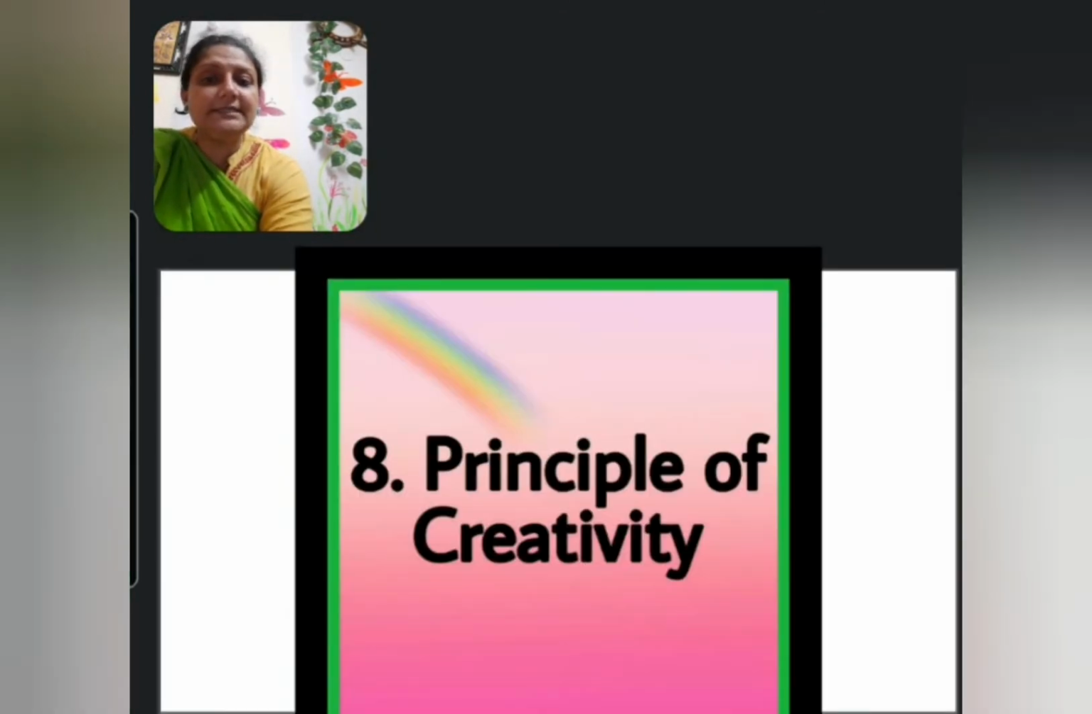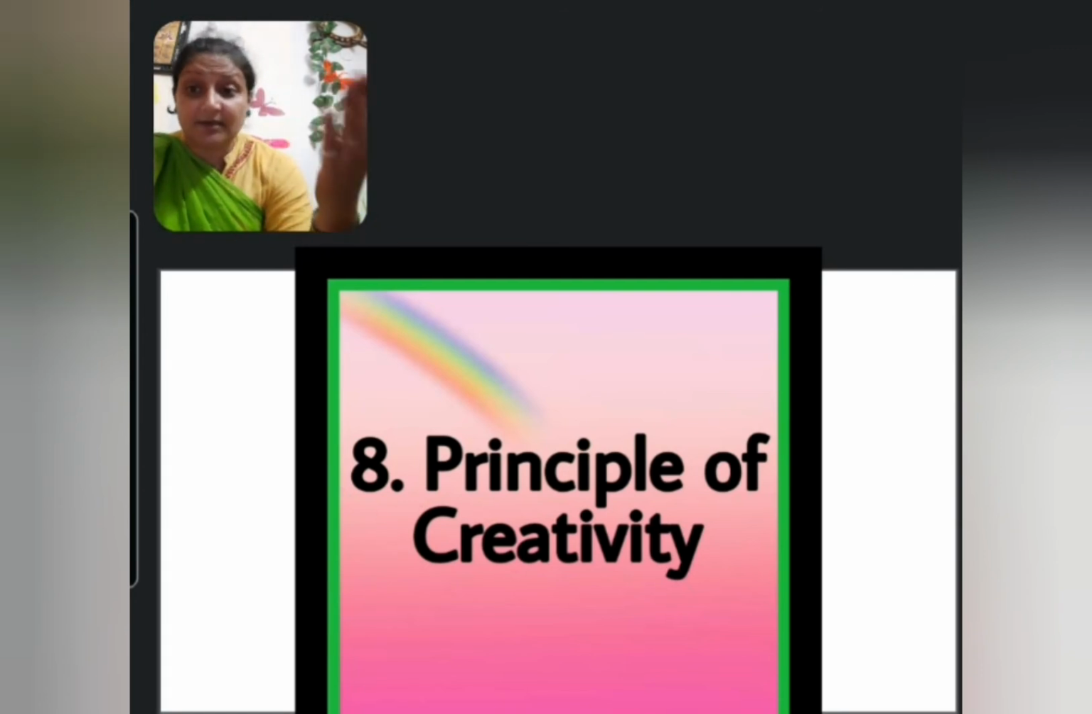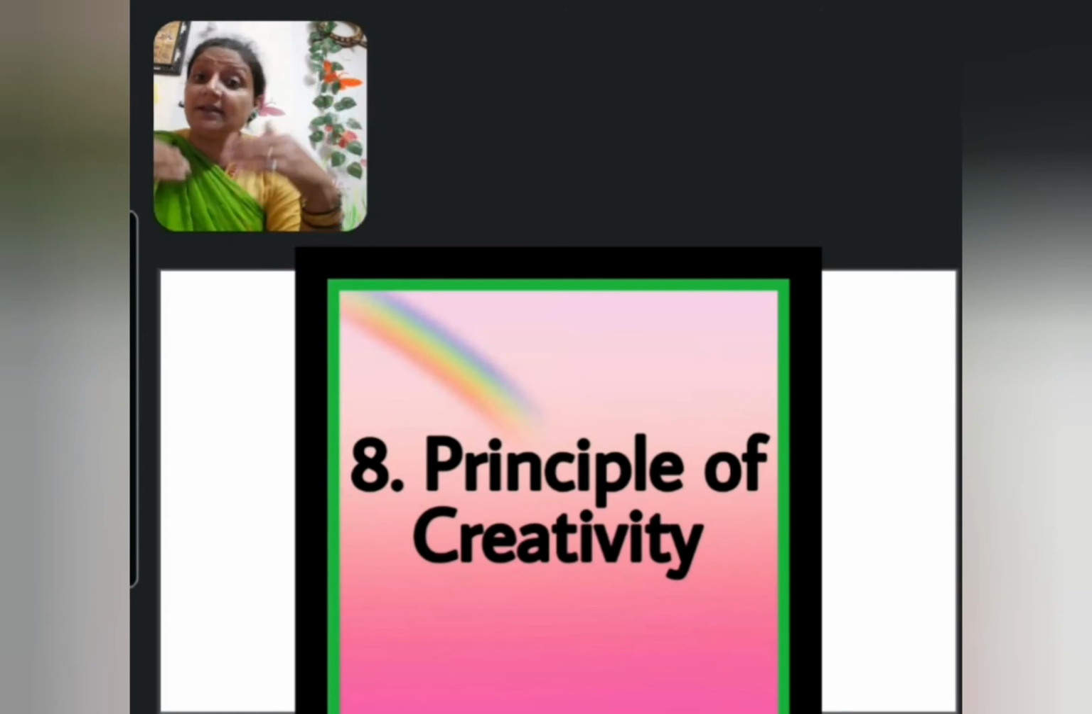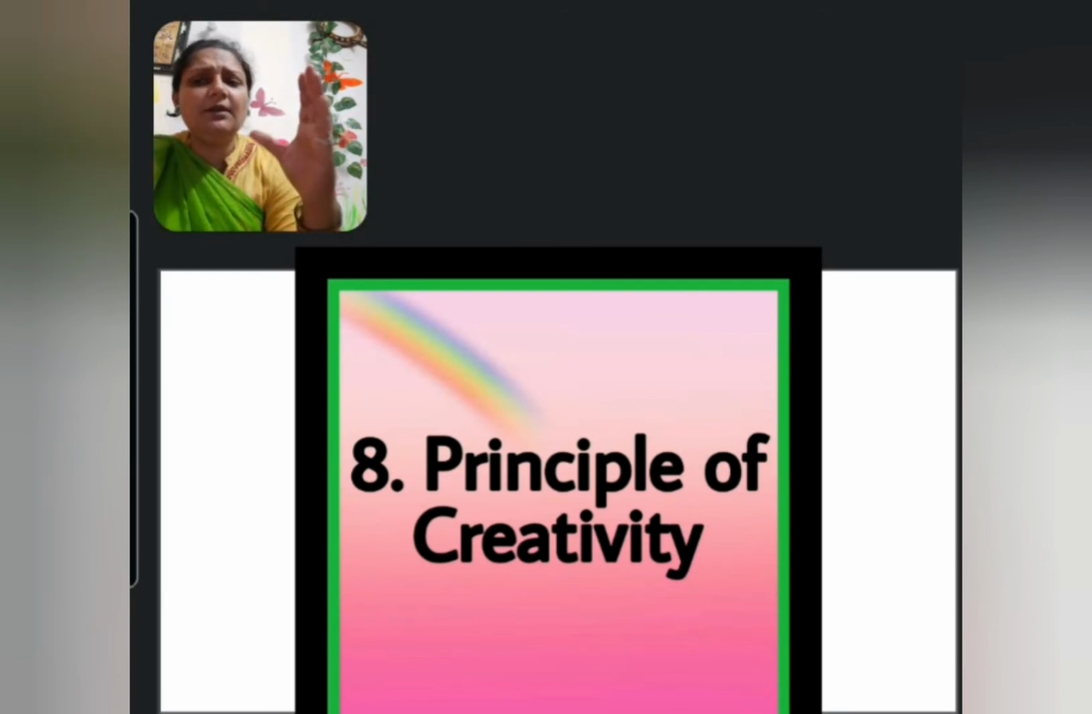So let's move on to the eighth principle, that is creativity. Creativity obviously shows the creativeness of the student, of the child, of the pupil. So what do you mean by that? God has created the universe, and we humans have created a great variety of things in it, by nature.